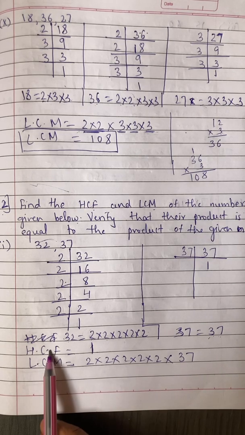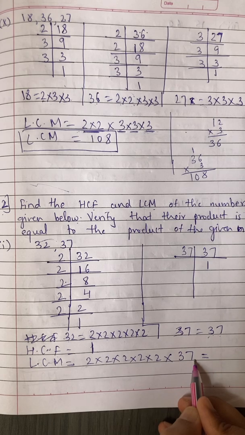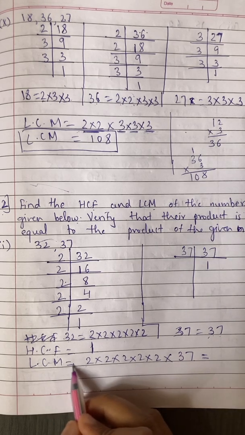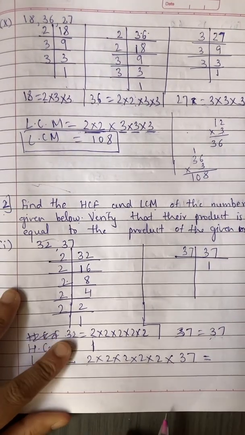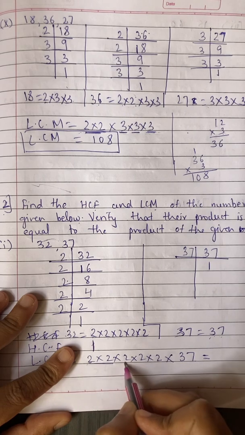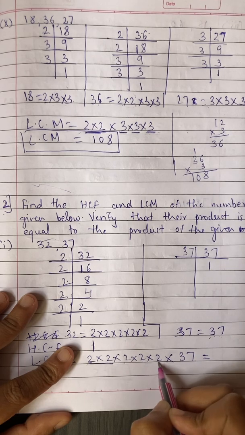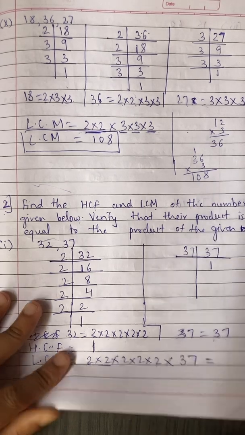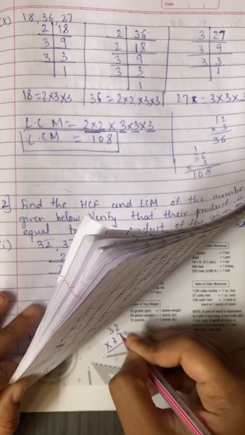Now after finding out HCF and LCM, you have to multiply all these numbers and get the answer. So by multiplying you will get the LCM also. You can multiply it at home also. So I'll multiply: 2 2s are 4, 4 2s are 8, 8 2s are 16, 16 2s are 32 and 32 into 37 you have to do. So I'll do it in my rough work and find out the answer.